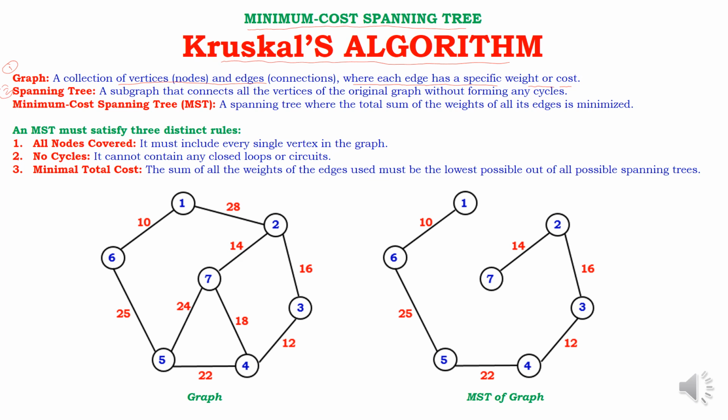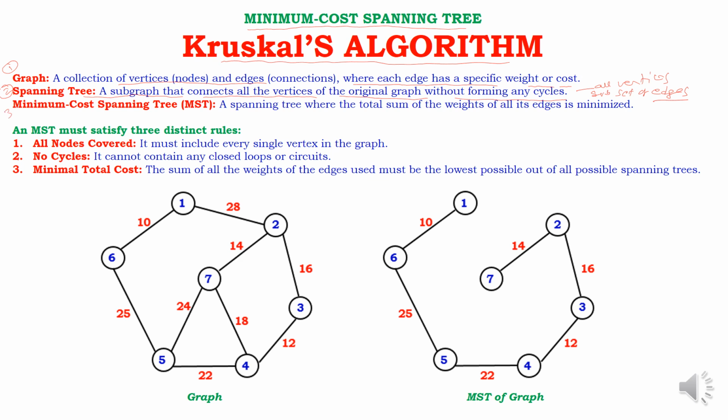Then the second one, spanning tree. A spanning tree is a subgraph that connects all the vertices of the original graph without forming any cycles. So it contains all vertices and a subset of edges such that they do not form any cycle. So we can create many spanning trees, among which we are going to find the minimum cost spanning tree.